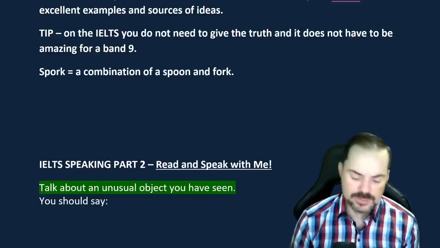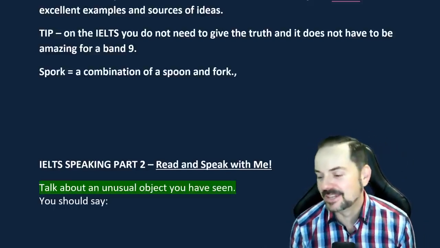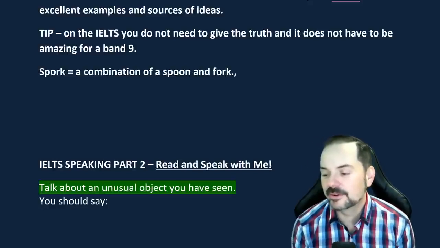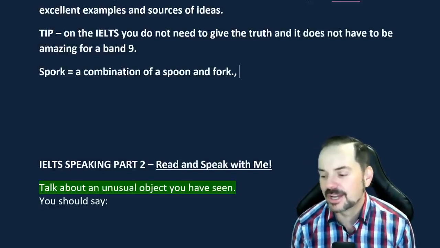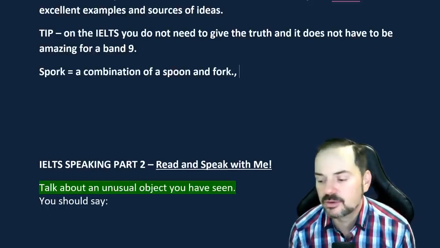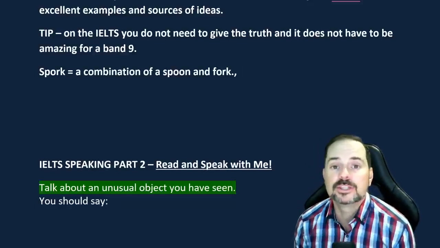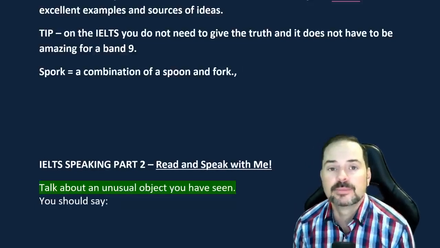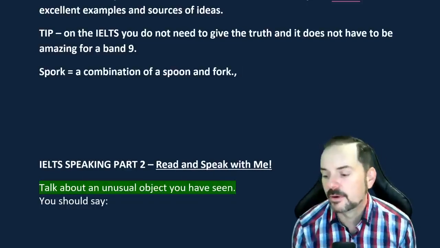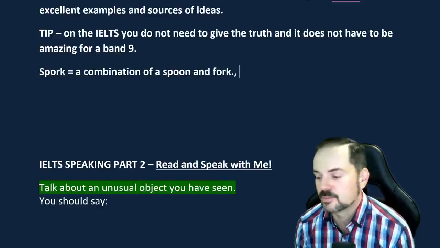So that's my gift for this idea for today, the spork, but there are other unusual objects as well. For example, anybody play music? In music, does anybody know an unusual musical instrument or an unusual tool that's used in construction or in building? Or have you seen an unusual tool in the kitchen other than a spork?